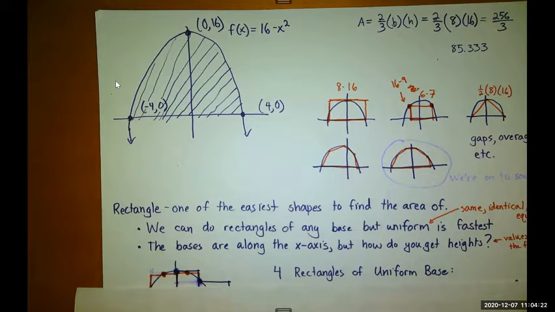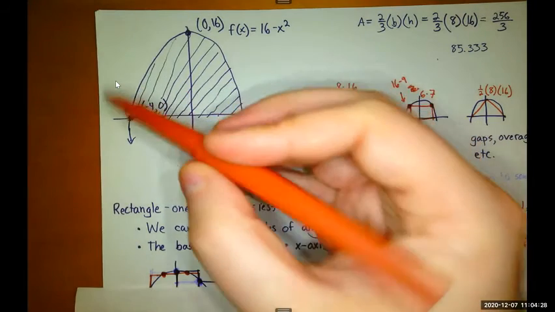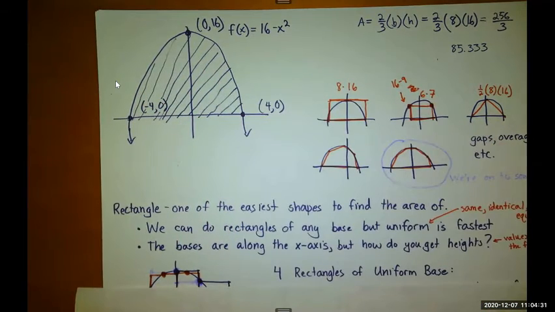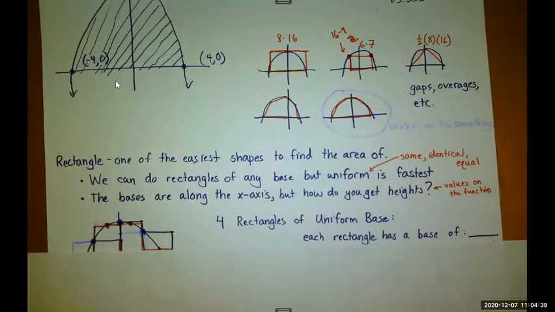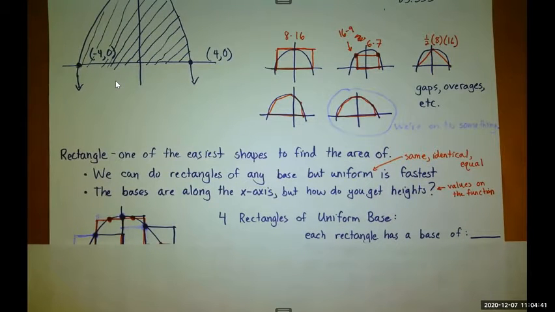And then, depending on how I draw my rectangle, more on that in the future, I'm going to know how to draw my height to calculate the area of the rectangle. So, to recap, if we're doing 4 rectangles of uniform base, I went through it quickly. How long was the base? Base was 2 units.